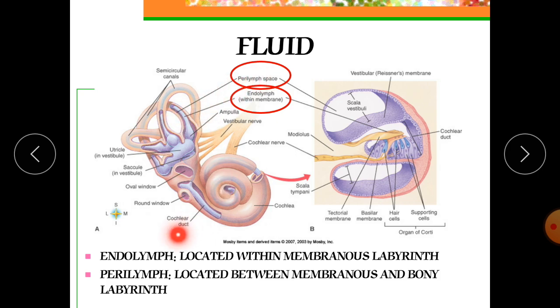Here, perilymph. What is perilymph? Located between the membranous and the bony labyrinth. In between both the labyrinths, this is the bony external and internal, this is the membranous labyrinth. Whatever space is there, that space is occupied by this perilymph. So perilymph is available in this space.